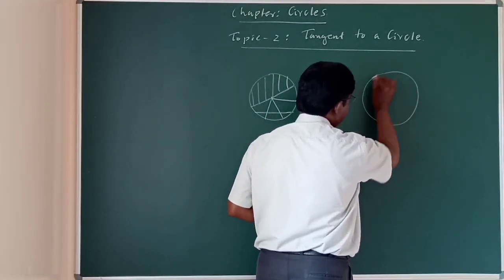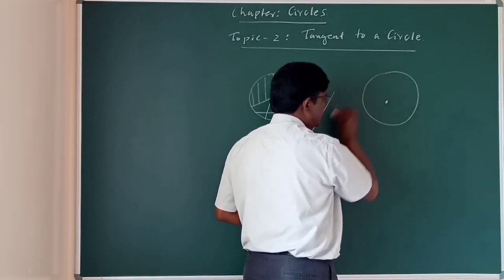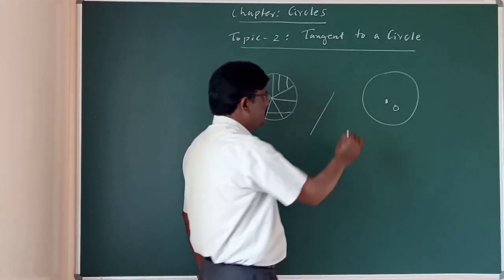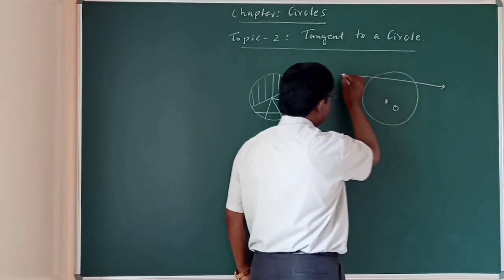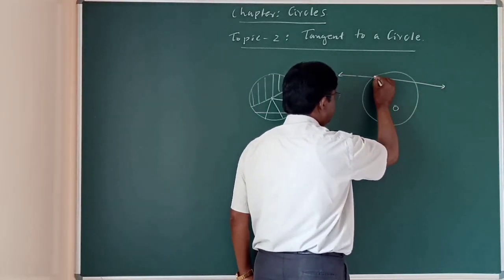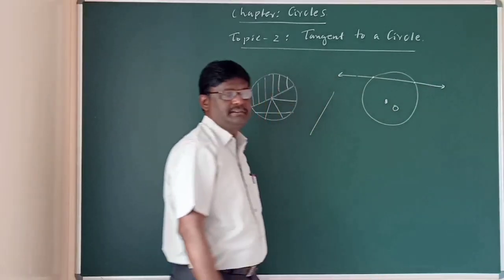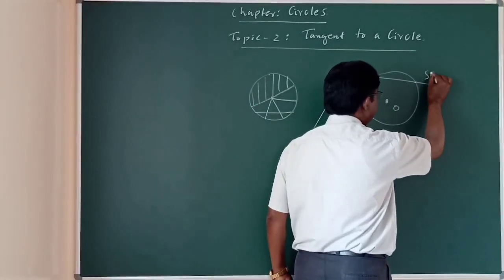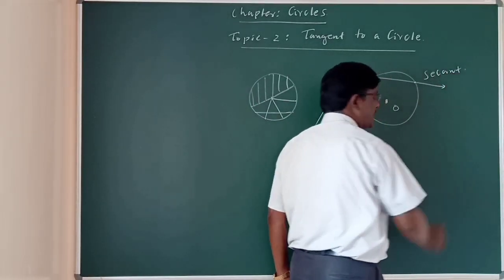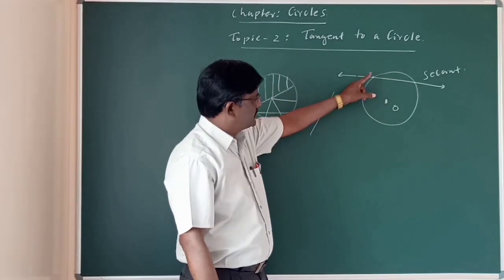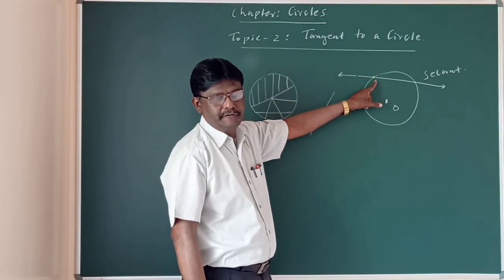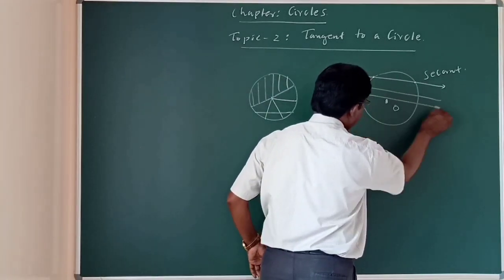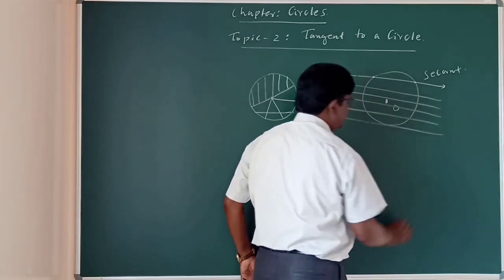Now, if a circle is given, then say O is the center. Let us draw a line segment that intersects the circle at two distinct points. We say secant. A line that intersects the circle at two distinct points, we say what? Secant. Like that, we can draw any number of secants.